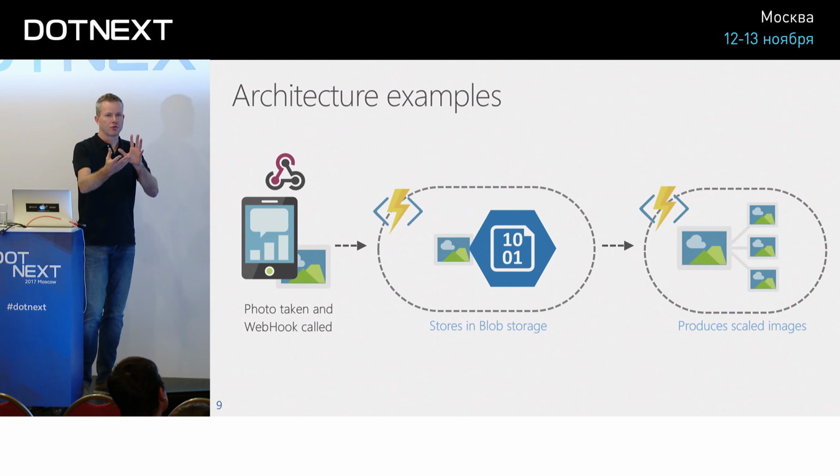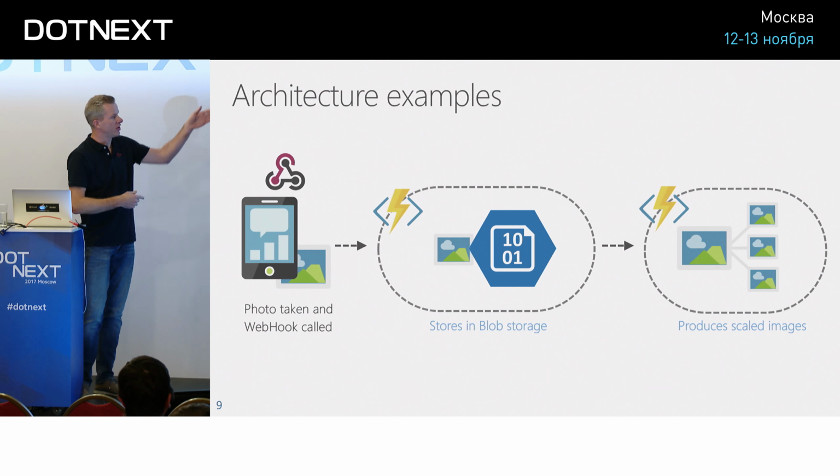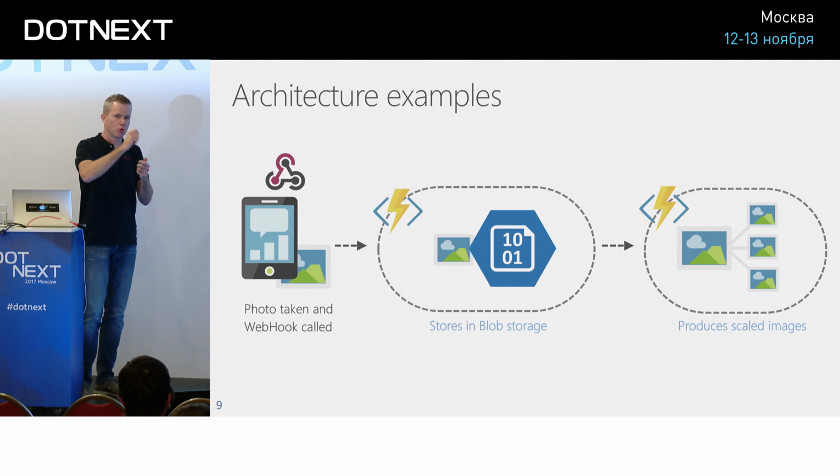And your first function could receive the incoming input stream with the photo and store that into blob storage. So it's safely tucked away. And then it will pass it on by executing another event to another function that will take the original picture and just scale it to different sizes, small, medium, large, and put that into other blob storages or send it out or whatever you think is necessary for your application.